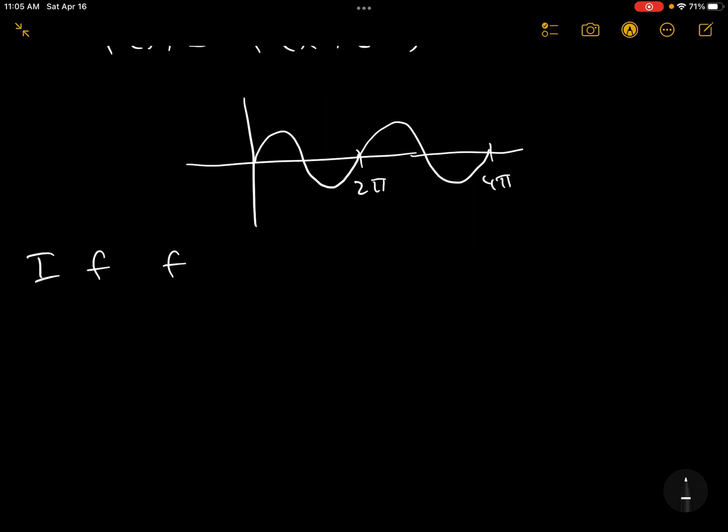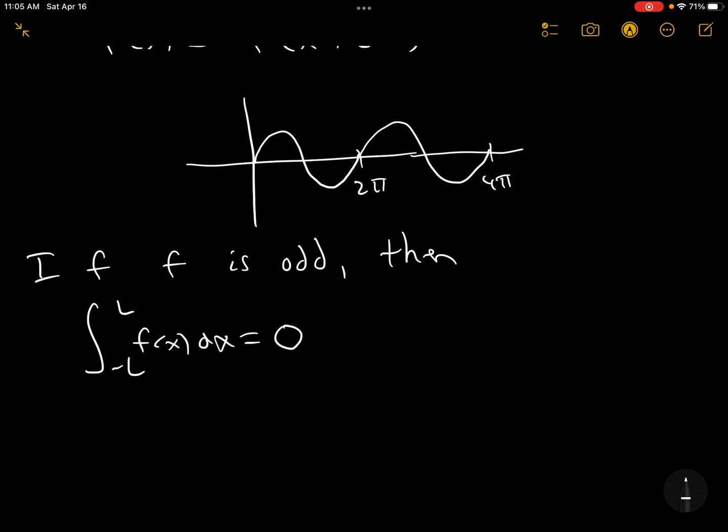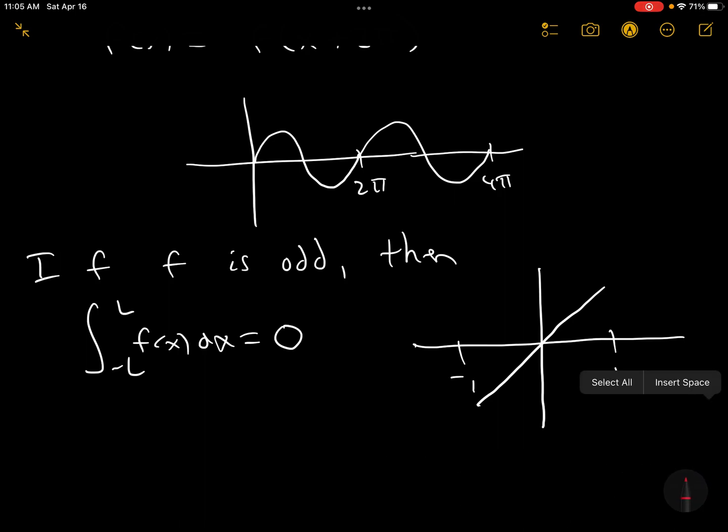And here's some calculus. If f is odd, then the integral from minus L to L, and it's important that these numbers match, of the function is 0. So you're just computing area. So f of x equals x is odd. If we look at that function here, the integral is represented by this area plus this area. But they're equal, so when you add them together, because one's negative, you get 0.